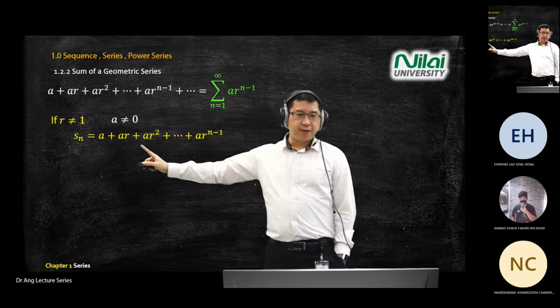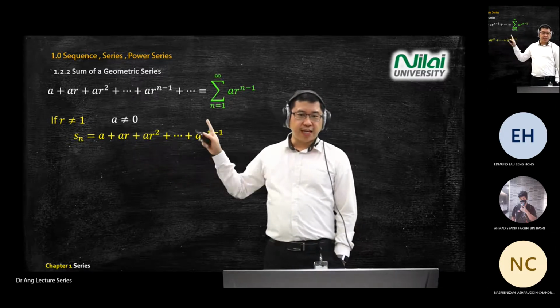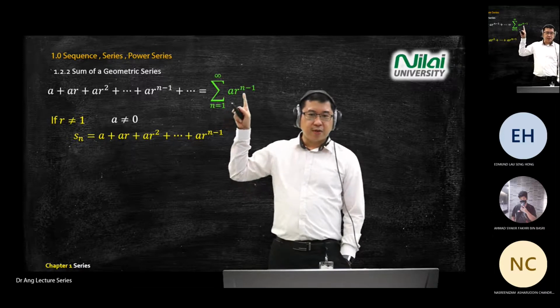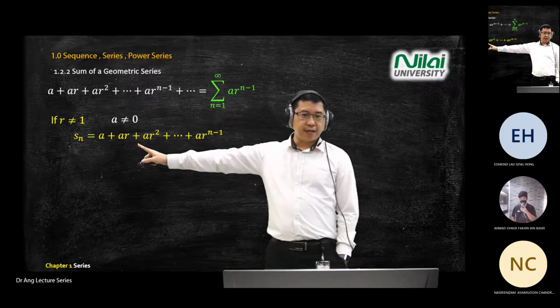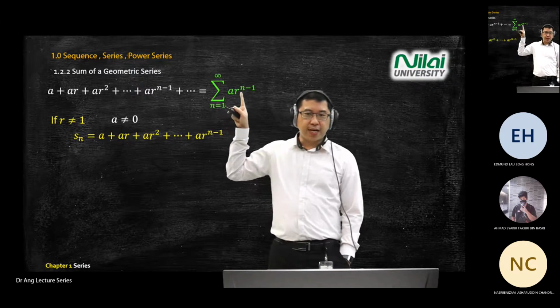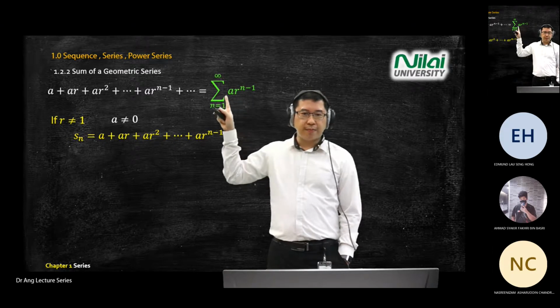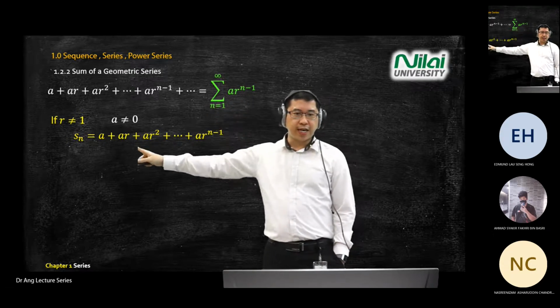For example, the first one is A. Why can you get the first one as A? You use this formula. What is the first number in your series? Your n equals 1. So n equals 1, 1 minus 1, you get 0. R power 0, you get 1. 1 multiplied by A, that's why you get A.